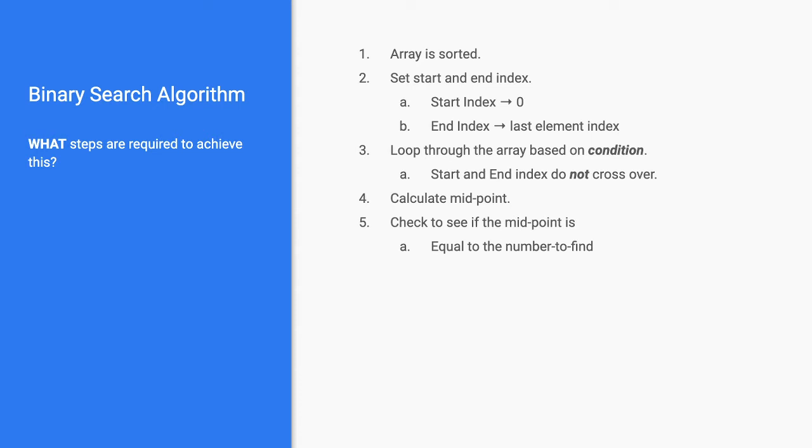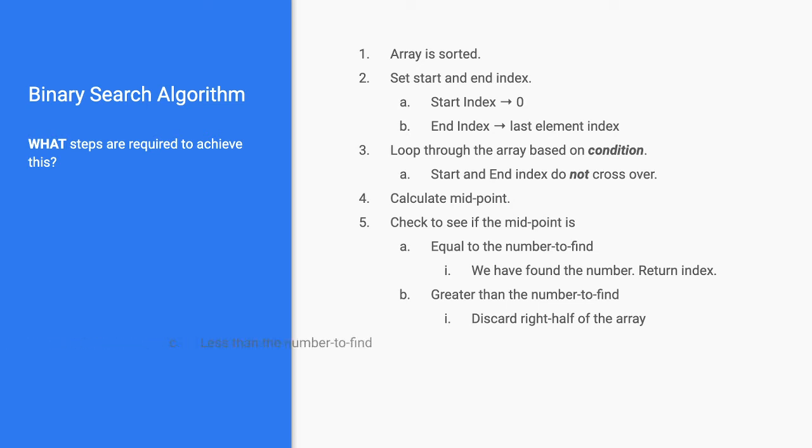If the element at the midpoint index is equal to the number to find, then our search is complete and we can return that index number. If the element at midpoint index is greater than the number to find, then we are going to discard the right half of the array and move the end index. Otherwise, if the element at the midpoint index is less than the number to find, then we are going to discard the left half of the array and move the start index.